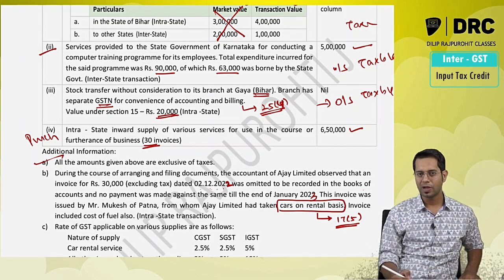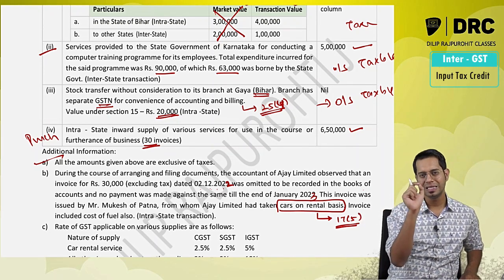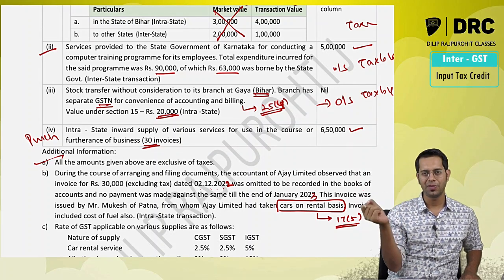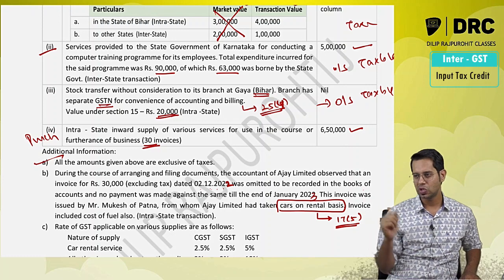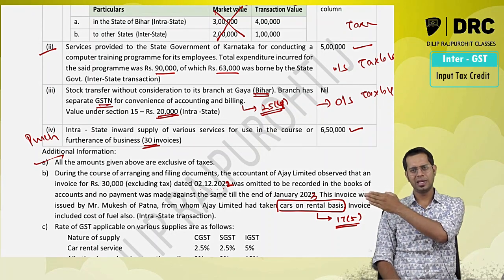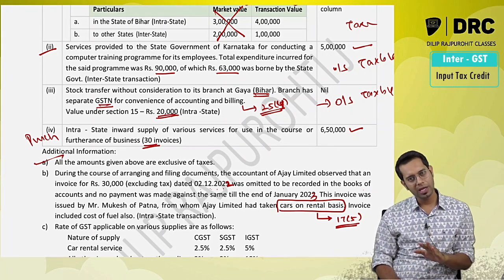Section 17 subsection 5 will come into picture. What is 17.5 telling? If you are leasing, hiring, or renting motor vehicles, vessels and aircraft, ITC cannot be taken. ITC on that is blocked. So anyway, he had not taken input tax credit on this invoice in the month of December. Now can you take input tax credit?